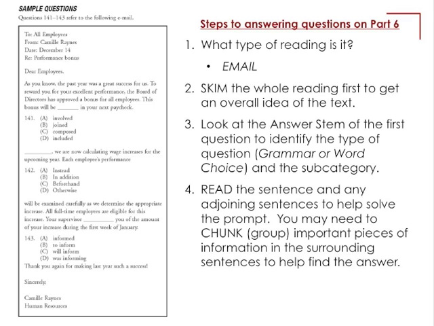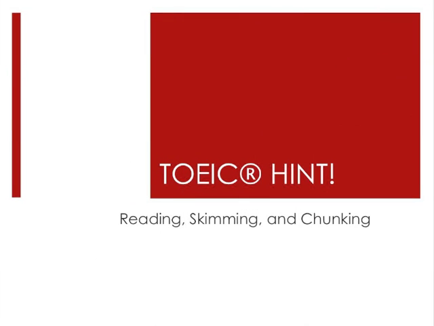Then you may need to read the sentence itself and the other sentences that are adjoining, which means perhaps for the first question, for example, reading the sentences that come before it. Now, as you move along through the reading, you will notice that you will have to chunk or group more important pieces of information as you go to answer some of the questions later in the reading passage. So this is kind of our general overview of how we're going to answer questions on this question type. Now this brings us, of course, to our first hint.